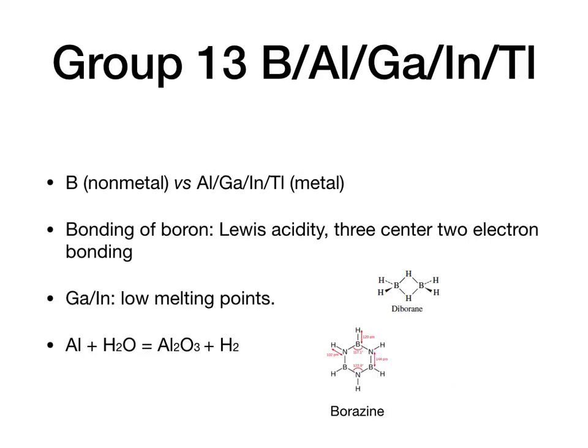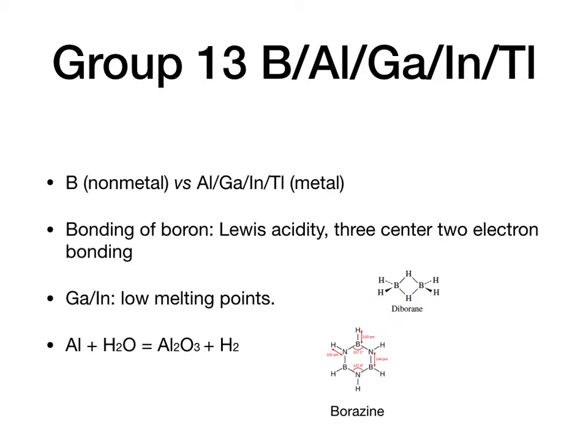All right, going to group 13. This is boron, aluminum, gallium, indium, and thallium. In this group, again, there are 2 distinct parties. Boron is non-metallic, and the rest of the elements are metallic in nature. The important and interesting chemical facts here are the bonding of boron.